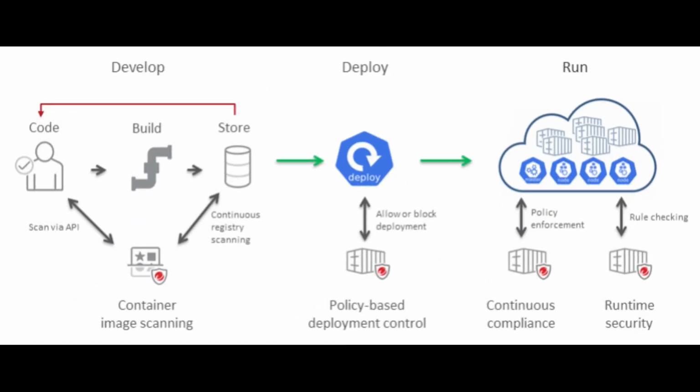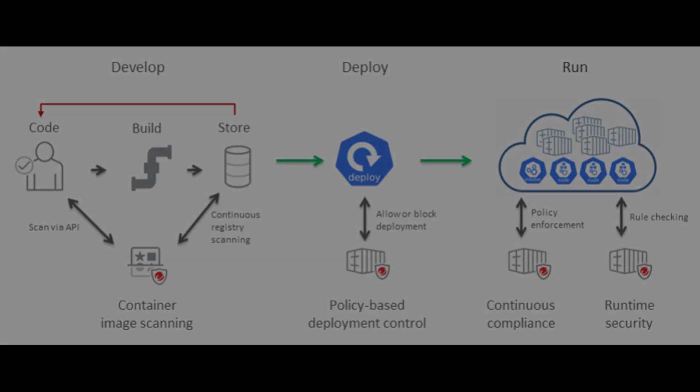So to conclude, container security is a security solution for your containers at all stages of their life cycle. At deployment, policy-based deployment control ensures that container images are run only when they meet the security criteria that you define. After deployment, continuous compliance allows you to intermittently scan your containers after they are deployed. At runtime, runtime security provides visibility into any container activity that violates a customizable set of rules.